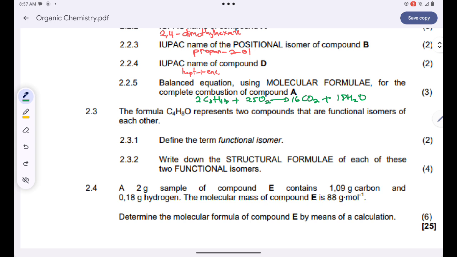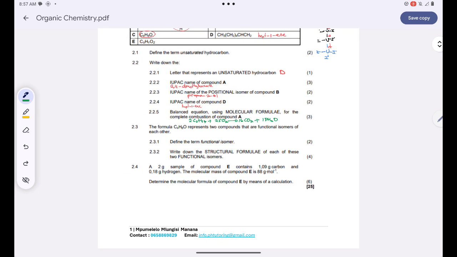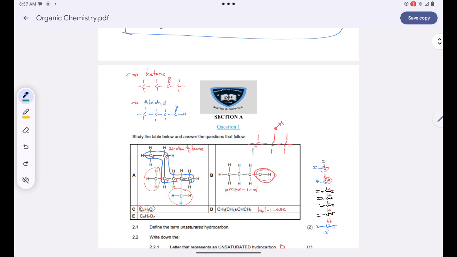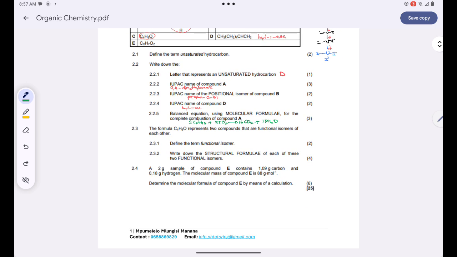Okay, the formula C4H8 represents 2 compounds that are functional isomers of each other. Remember that we did say that compound C can be a ketone or an aldehyde. Okay, define the term functional isomer. Functional isomers are 2 organic compounds that have the same molecular formula but different functional groups and also different structural formulas. That's a functional isomer.